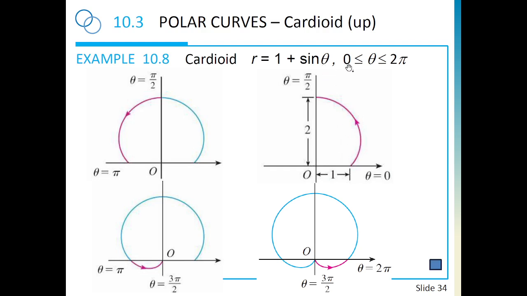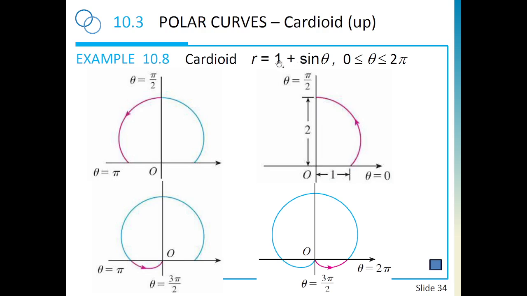If I start from 0, sine 0 is 0, plus 1 is 1, so we start here. And then as the angle goes from 0 to pi over 2, sine is increasing from 0 to 1, right? So at the end I'll have 1 plus 1, 2, so I'll have this distance here. Essentially the distance is increasing from 1 up to 2, and it's 2 when I get to pi over 2 as the angle.